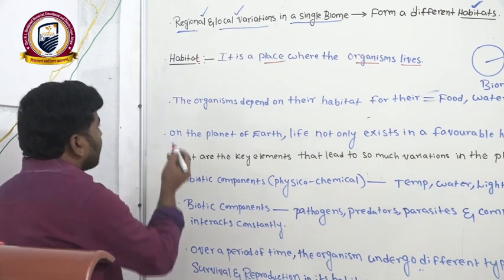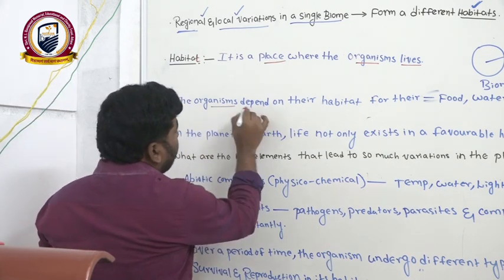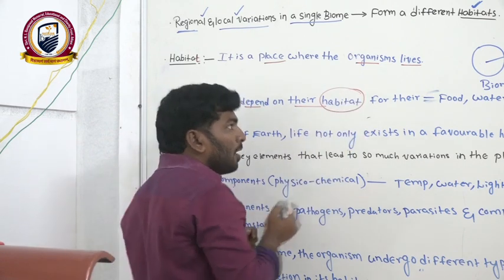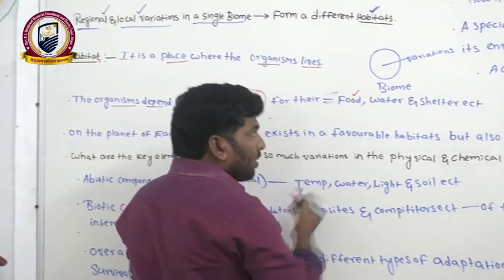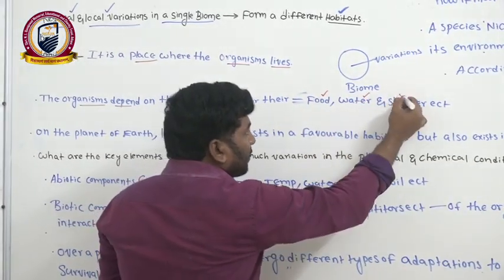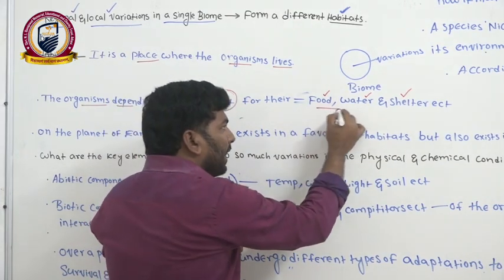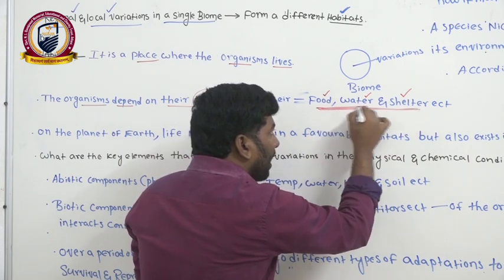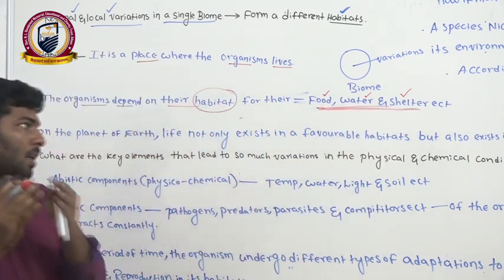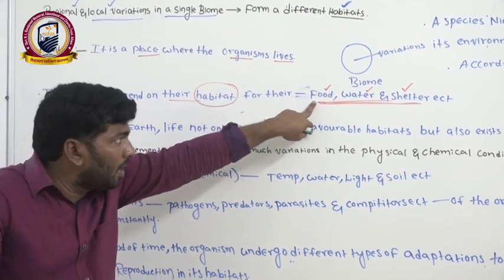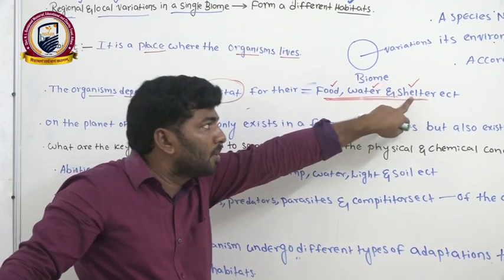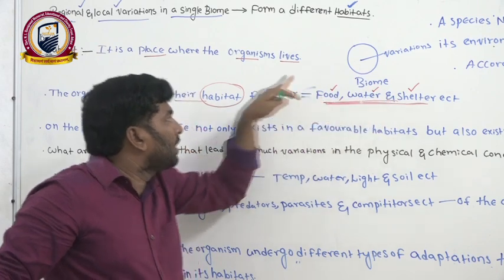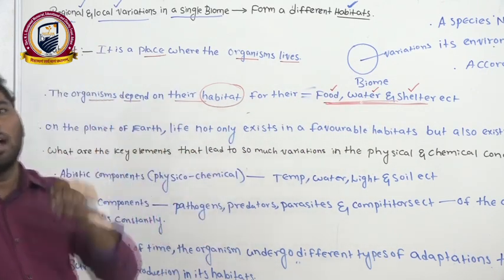Okay, clear? Now we can see that organisms depend on their habitat. Why does an organism depend on its habitat? For food, for water, and for shelter. For these three needs, the organism depends on its habitat. We also depend on our habitat for food material, for water, and for shelter. Mainly for this purpose, the organism depends on its own habitat.